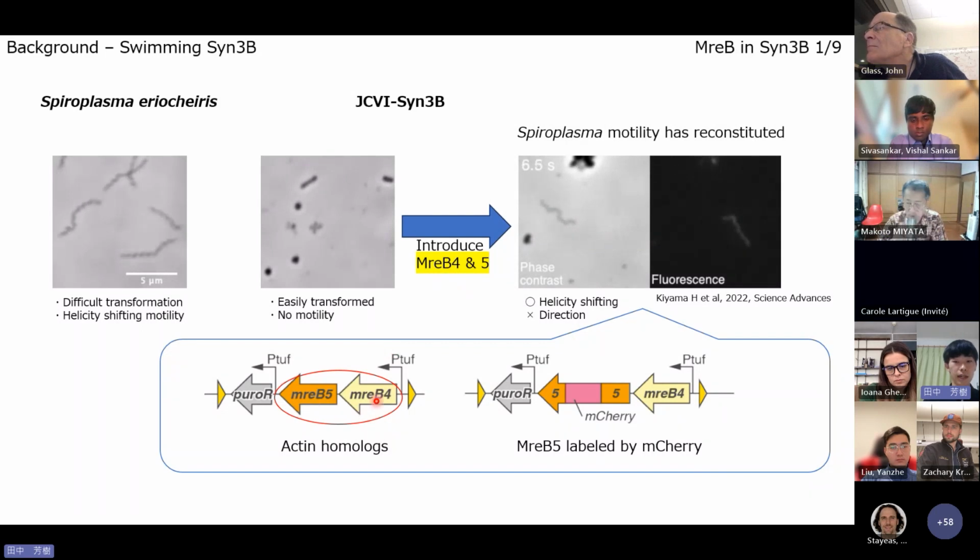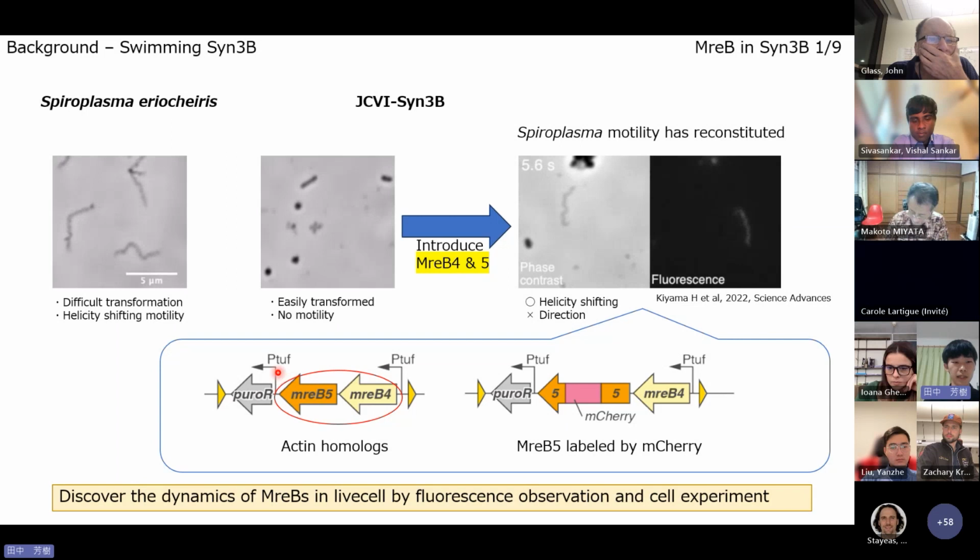The mechanism of how these two proteins cause motility is unclear, so my goal is to reveal it by discovering MreB dynamics in live cells by fluorescence observation and cell experiments. For this purpose, MreB5 was labeled with mCherry.